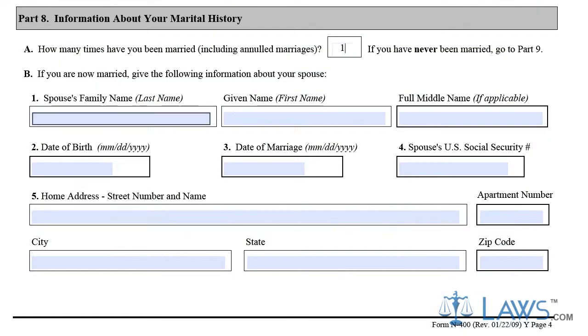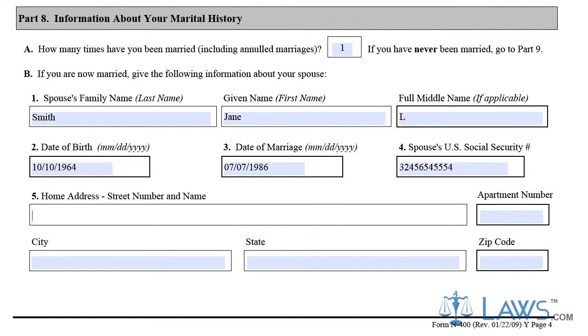Part 8 requires a detailed history of marriage. Supply information of all marriages and your spouse's family history. If you have never been married, skip to the next section.